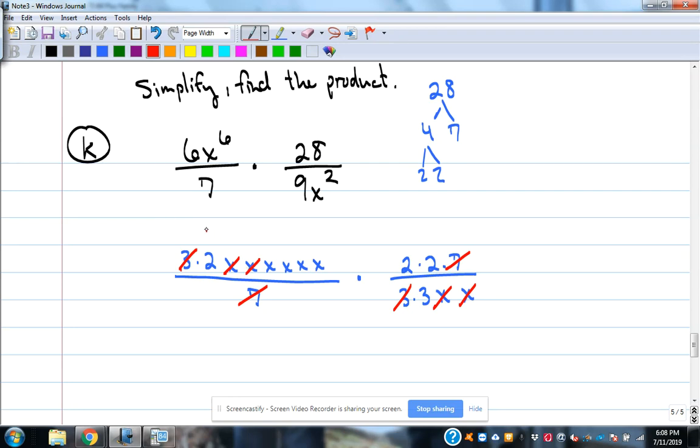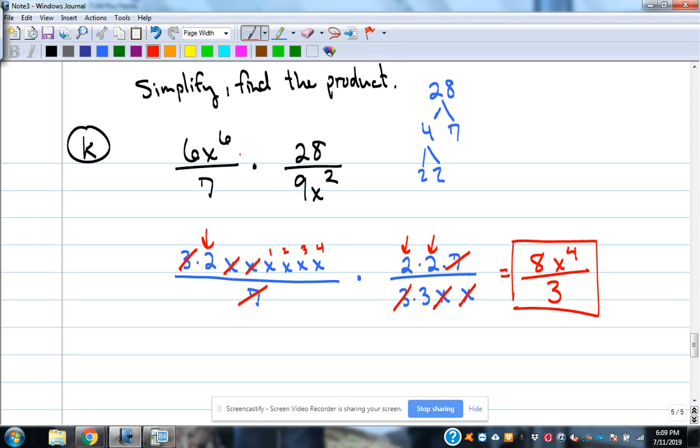So now I've got a 2, a 2, and a 2. So 2 times 2 times 2 would be 8. And then I've got 1, 2, 3, 4 x's. So that's x to the 4th power. And then on the bottom, all I've got is a 3. So I end up with 8x to the 4th power over 3 in the bottom. So I think that makes it make more sense. It's because you're canceling out individual factors.